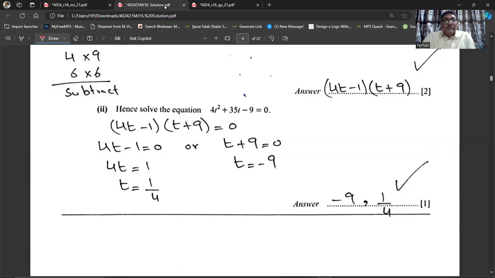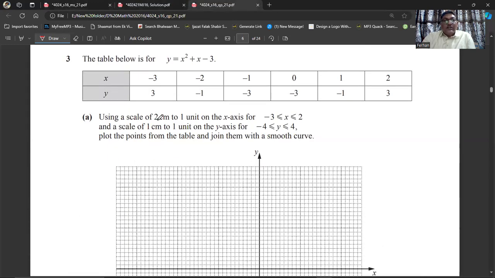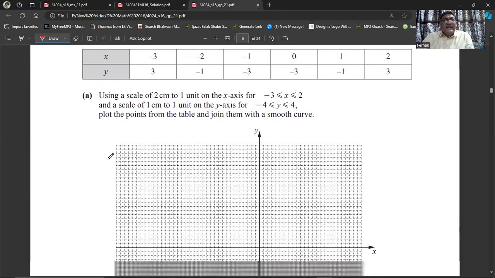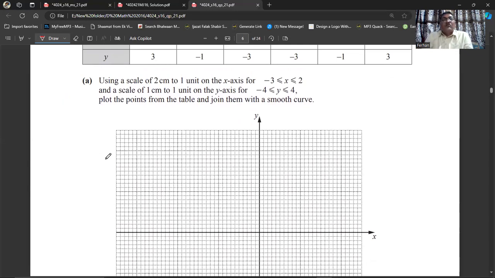So we are done with question number 2. Okay, now we are going to question number 3. In question number 3, it says the table below is for y equals x square plus x minus 3. So here a table is given, with the values of x and their corresponding y values: minus 3, 3; minus 2, minus 1; minus 1, minus 3; 0, minus 3; 1, minus 1; 2, 3.